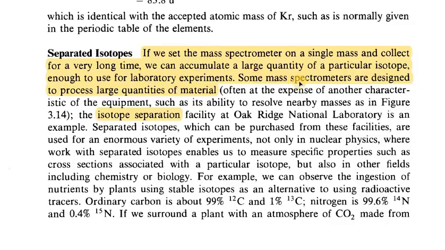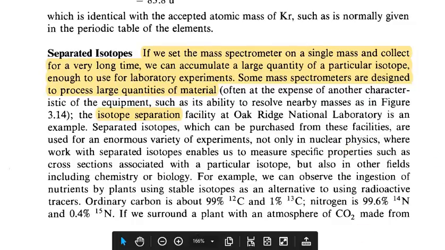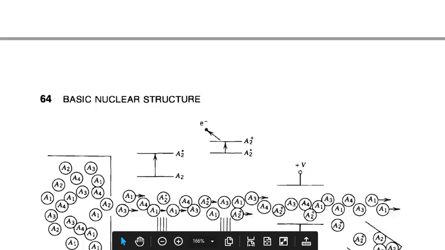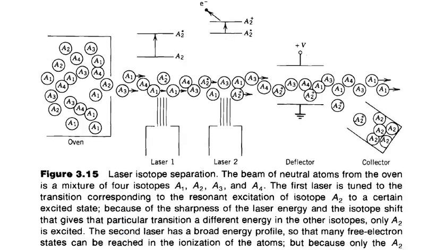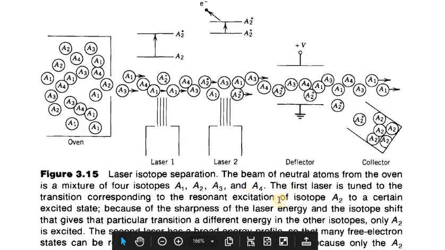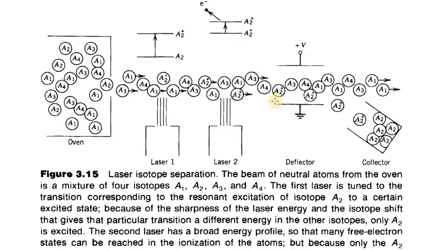Some mass spectrometers are also designed to process large quantities of material. And if we use it in a particular way, we can use it for isotope separation. One of the methods is laser isotope separation. This is the schematic diagram of laser isotope separation.